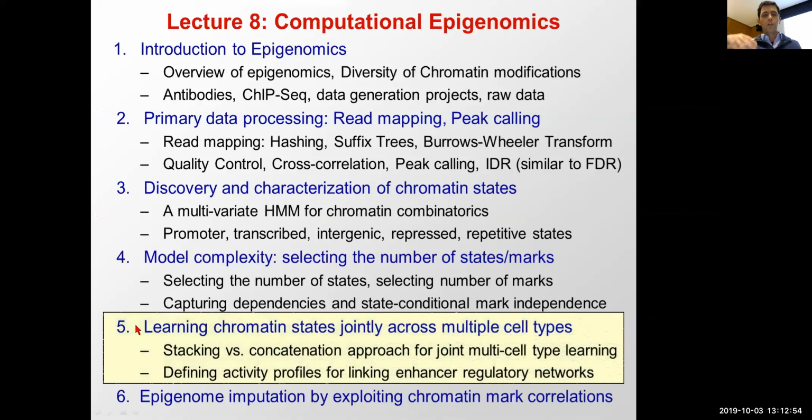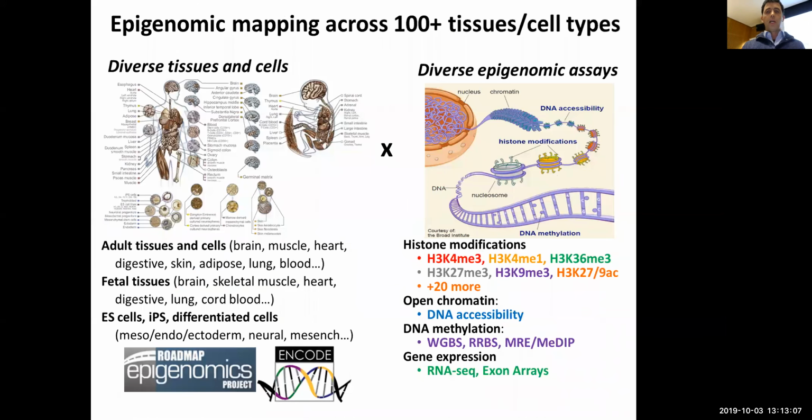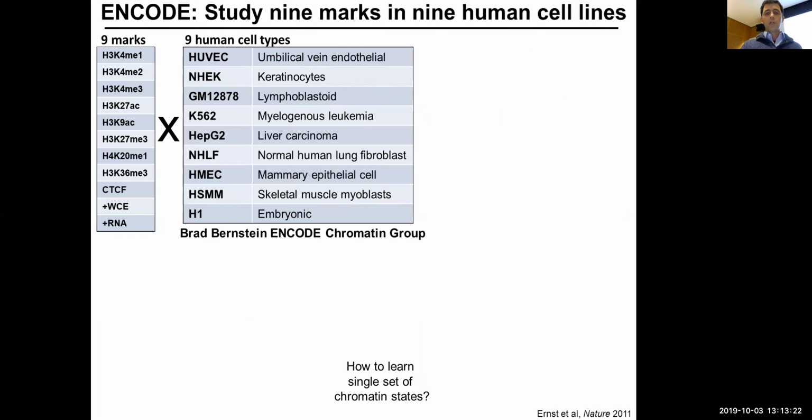So now we're going to cover sections 5 and 6 of lecture 8 and all of lecture 9. So how do we learn these chromatin states jointly across multiple cell types? Up until now, we've only focused on one cell type at a time. And that's great because you can learn these combinations and you have this very simple HMM approach. But when you have hundreds of different cell types and dozens of marks across these cell types, the problem becomes harder. In particular, we'd like to learn a single set of chromatin states across, for example, 9 marks and 9 different cell types.